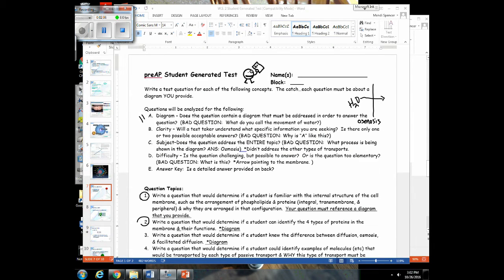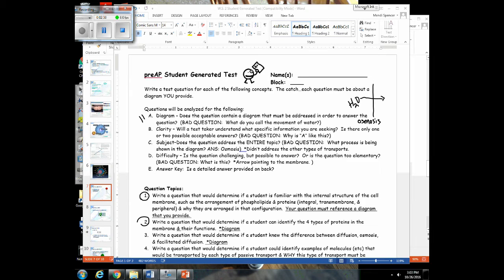Another limitation related to diagrams is you cannot use any diagrams directly out of your notes. You need to come up with your own diagrams, or the easiest way is to Google things like cell membrane structure, fluid mosaic model, image of the cell membrane, and you're going to see lots of pictures and lots of diagrams that are simple that you can draw as well. You can label different parts like A, B, C, and D, and you can ask different questions related to this first and this second topic.